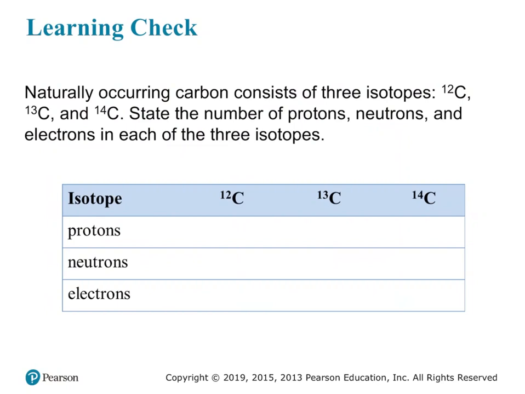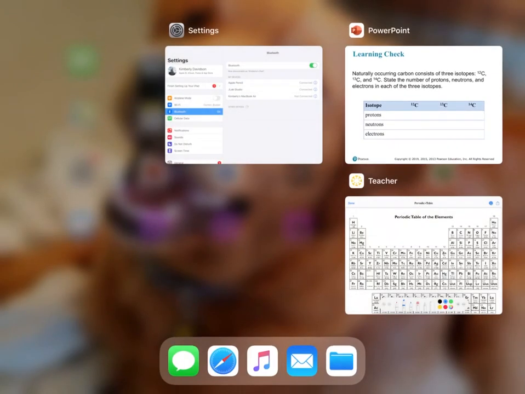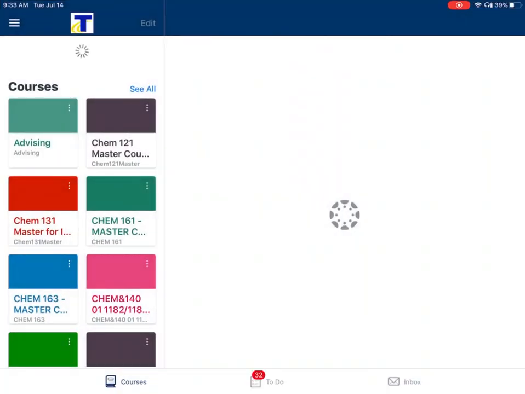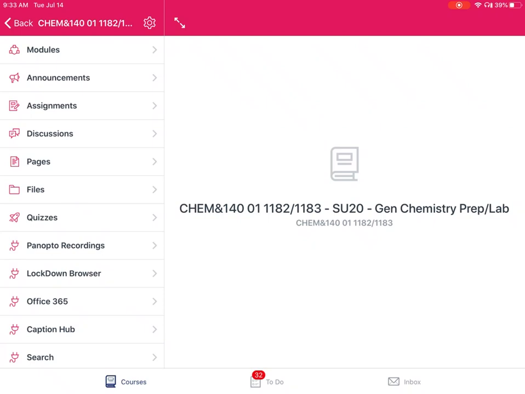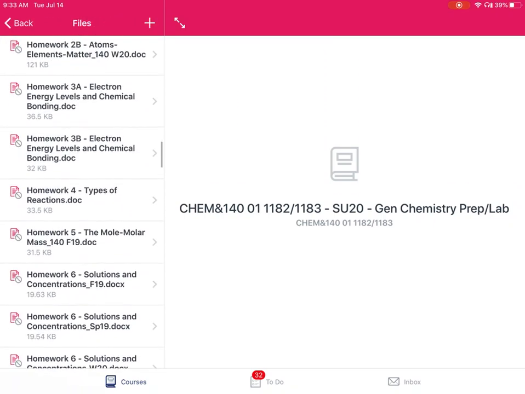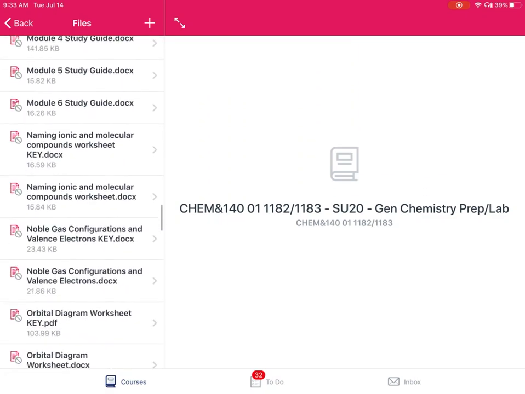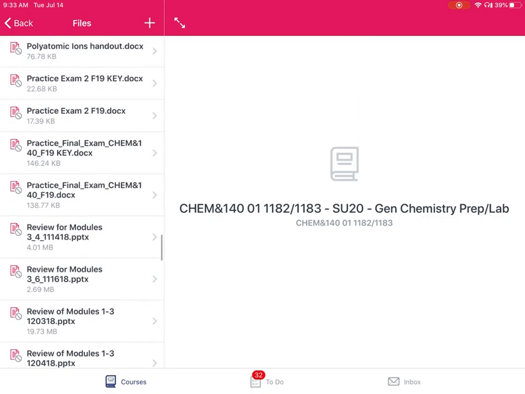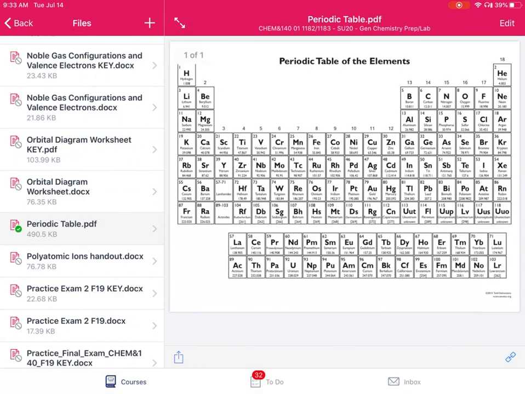Okay, so what we need to do first is look up the atomic number of carbon, because that will tell us the number of protons and the number of electrons. So let's pull up our periodic table. I've been having some technical difficulties with my iPad, so bear with me here while I pull up the periodic table. Let's see, LMNO P, there it is.